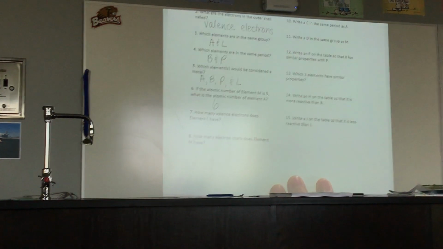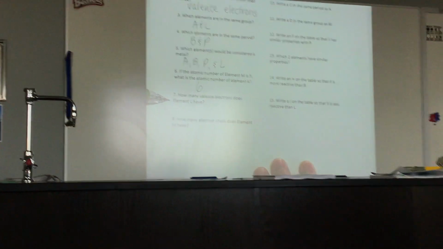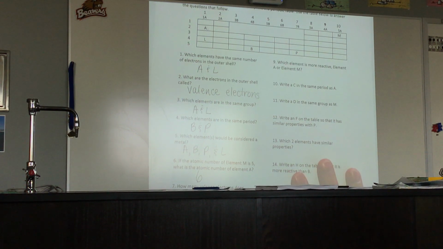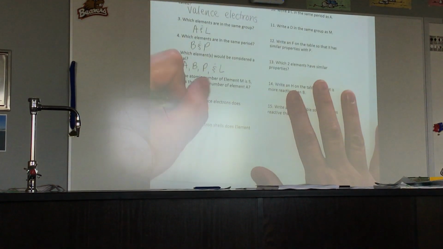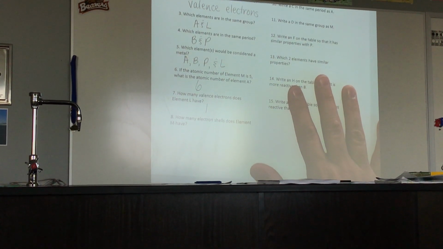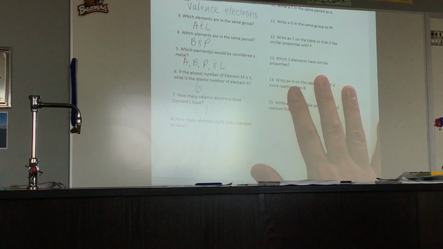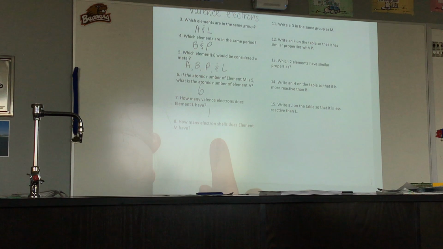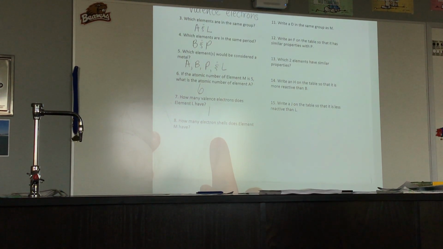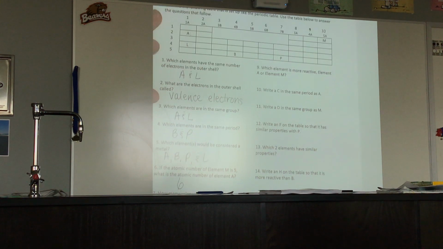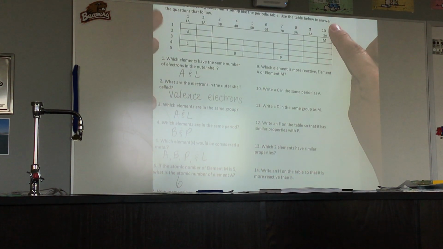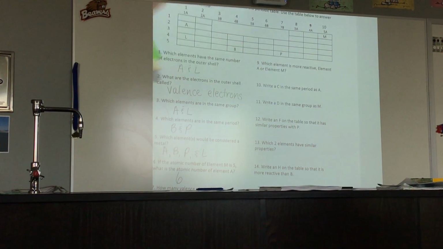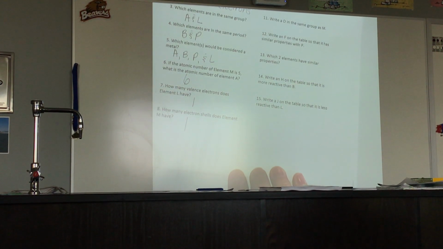So, we're practicing. How many valence electrons does element L have? How do you know, Emily? Oh, because it's in the first group. It's in the first group, so it has 1 valence electron. How many electron shells does element M have? So for shells, do we look at groups or periods? Periods. So element M is in period 1, so it has one electron shell.